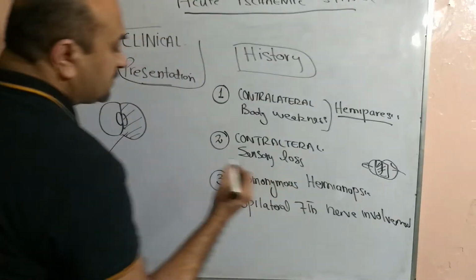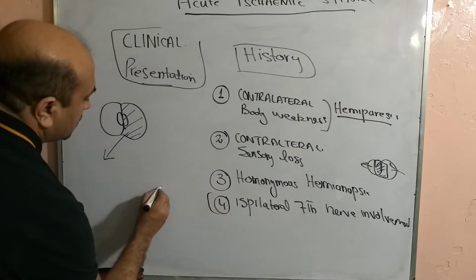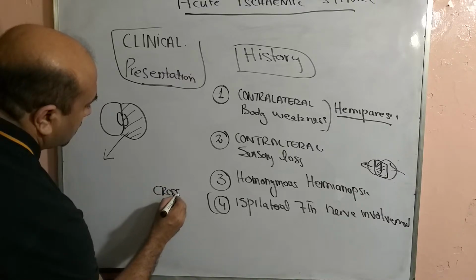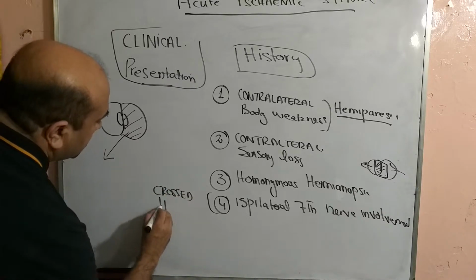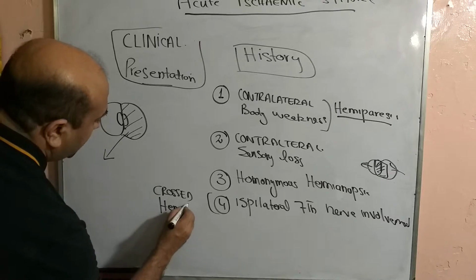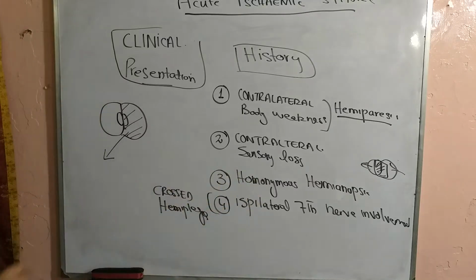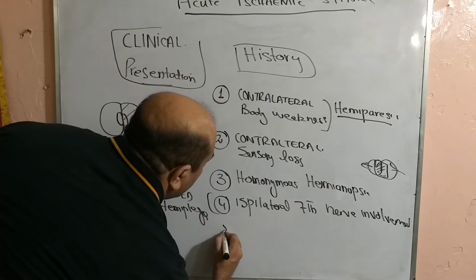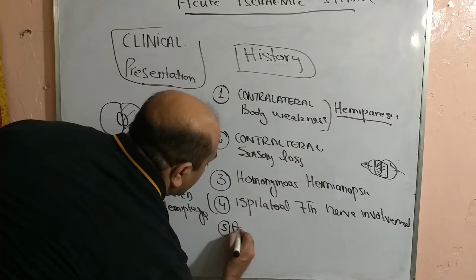This is known as crossed hemiplegia, where the nerve of the same side and the muscles of the opposite side are involved. So there can be contralateral body weakness, contralateral sensory loss, homonymous hemianopsia. There can be ipsilateral seventh nerve involvement, facial nerve palsy, and then there can be aphasia.